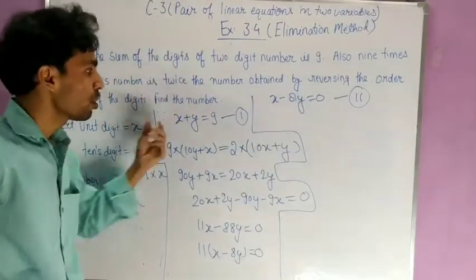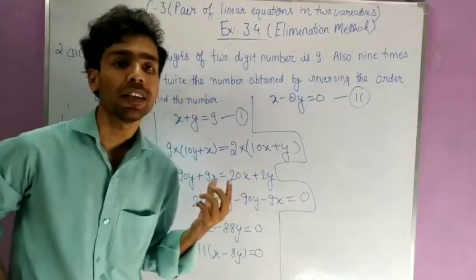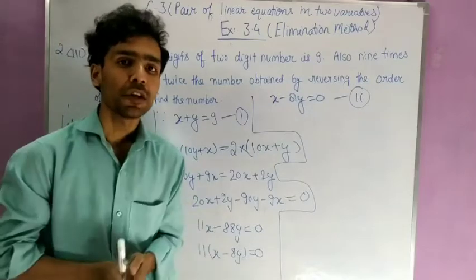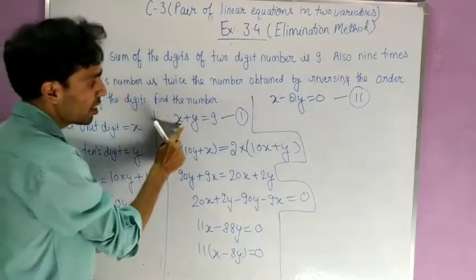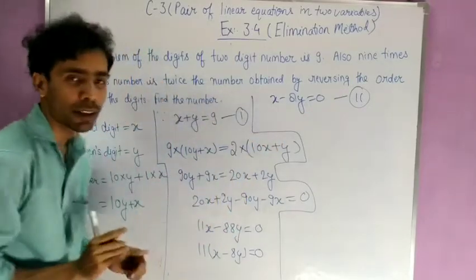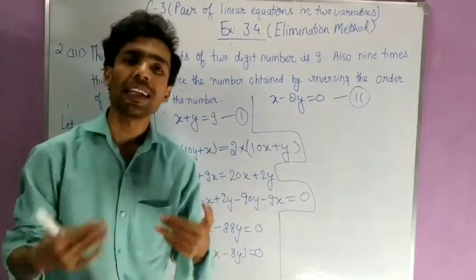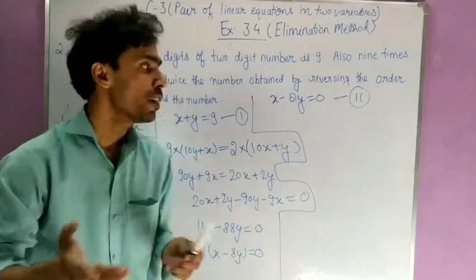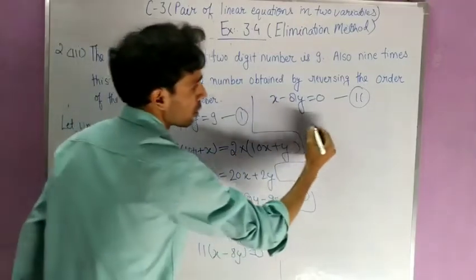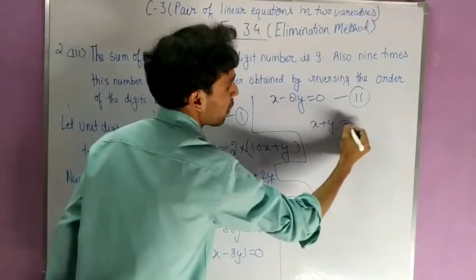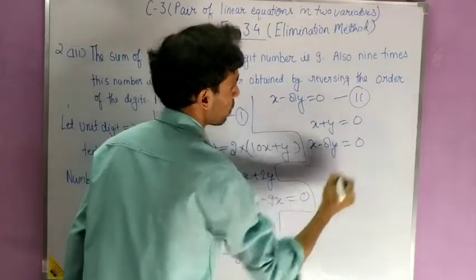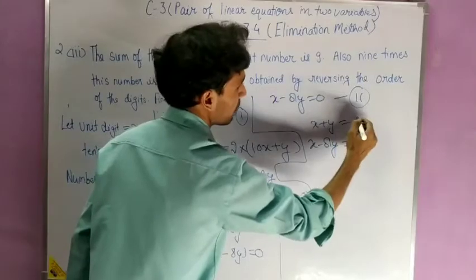Now we have to solve these two equations by the elimination method. To eliminate any variable, we make their coefficients equal. Here the coefficient of x is 1 and here the coefficient of x is also 1, so we don't need to multiply any number in either equation. We can solve it directly. So we write both equations together: x plus y equal to 9 and x minus 8y equal to 0.